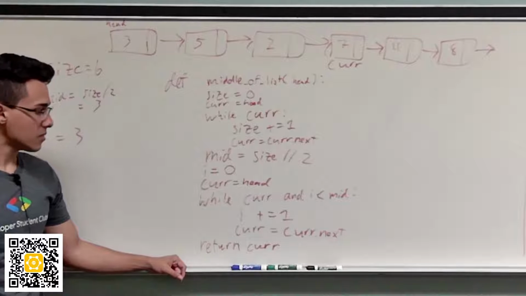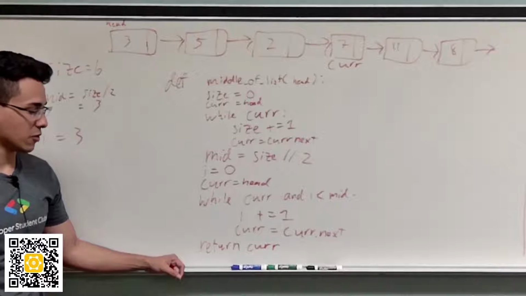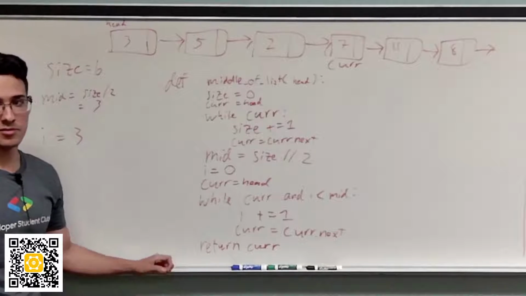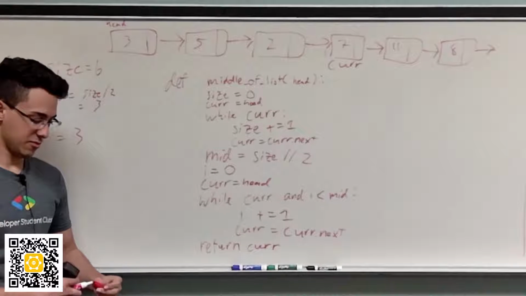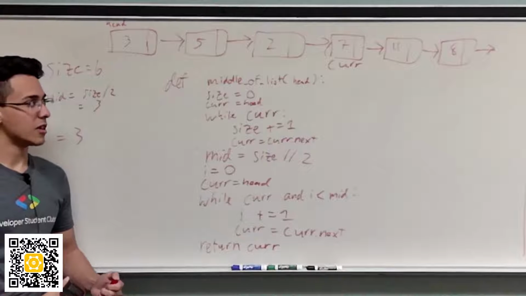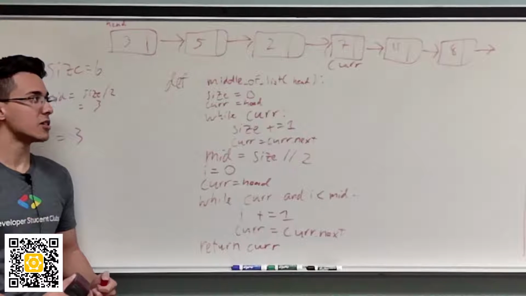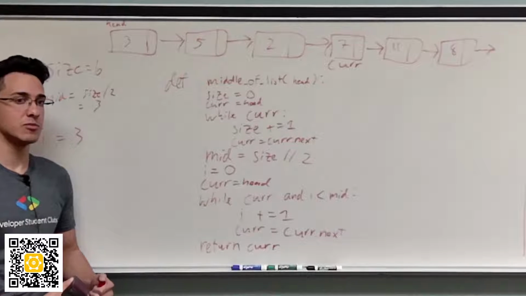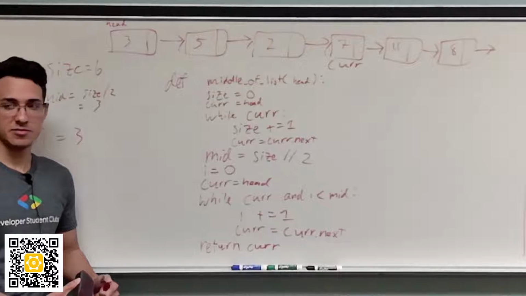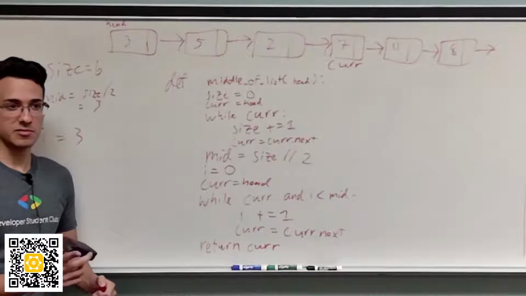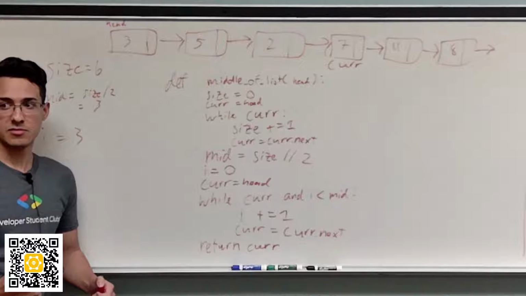So could this be done a different way? Any ideas? I'll give you a hint. Do we need to calculate the size at all? Or even loop again? Could we use a counter?